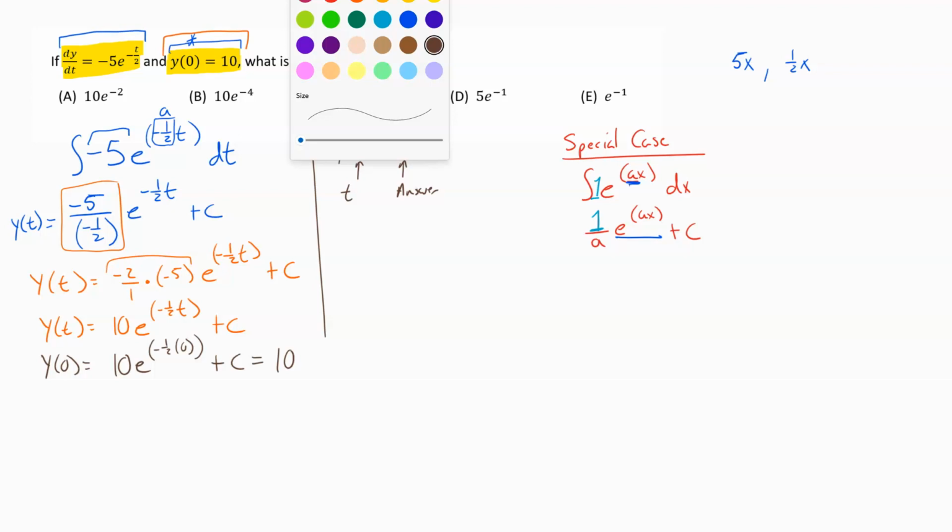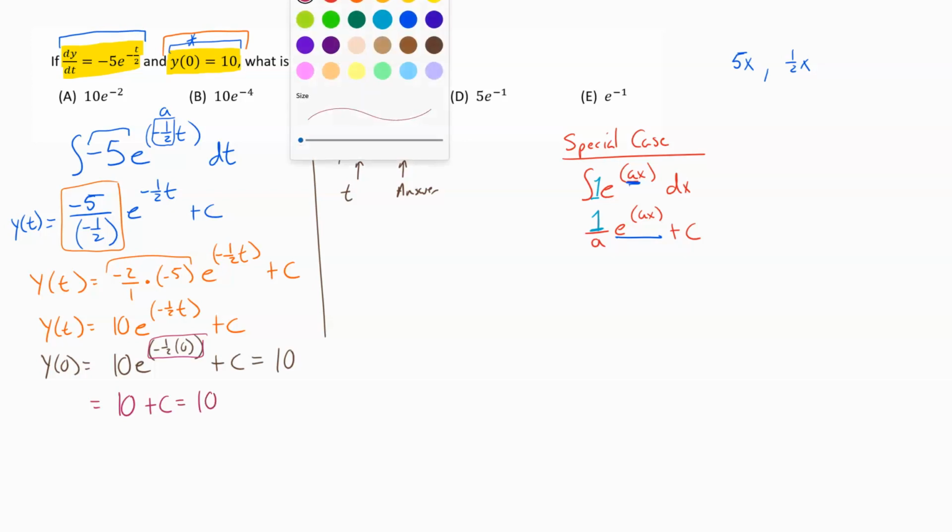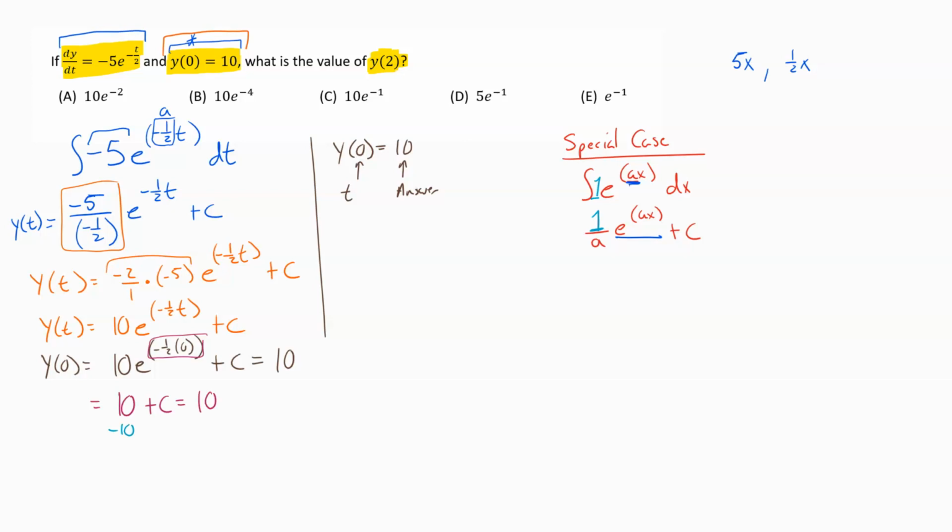Now we just do a little bit of algebra to start cleaning this up. This would be e to the 0 power, and anything to the 0 power, no matter what, is 1. So we'd be looking at 10 times 1, which is just 10. So 10 plus c needs to equal 10. Then you just subtract the 10 over. We're trying to solve for c right now, and we would find that in this situation, c is equal to 0.